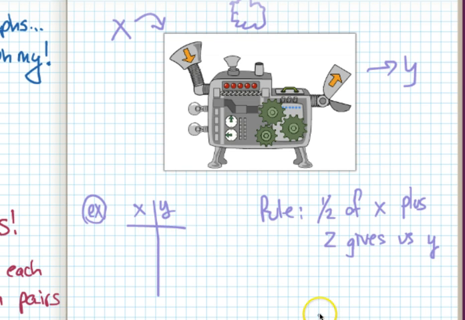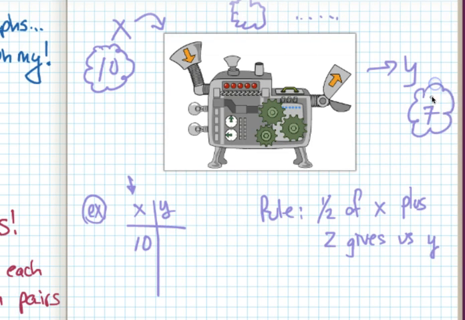So where do we start? We start by putting in values for x. That's typically where we will always start. So let's just pick a value. Let's say 10. Okay, let's apply the rule now. So in goes 10 into our machine. Now I need to take half of it and add 2. So half of 10 is 5 plus 2 is 7. So here's the rule. And out pops 7. I now have an ordered pair 10, 7, which could be graphed.